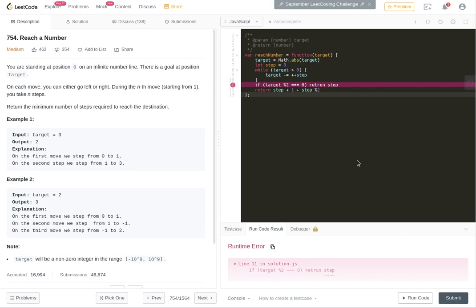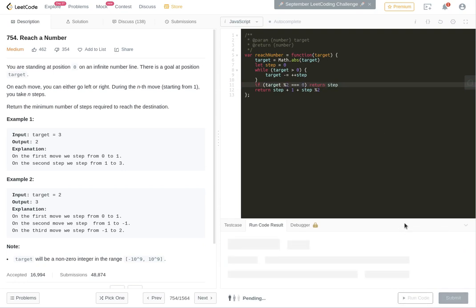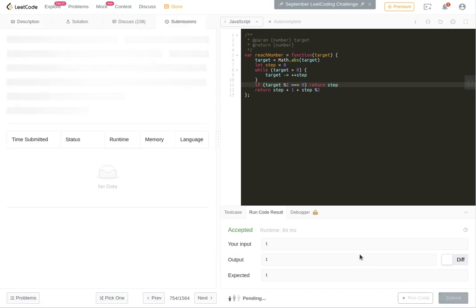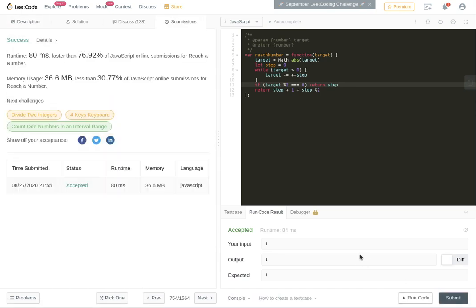Ooh, runtime error. What did I do wrong? Target return. Oh, I misspelled return. I hope you guys spotted that. That would have failed me out of the interview right there. So, all right, they gave you 1, but let's submit and see where we go wrong. So success. Faster than 76% of all JavaScript.